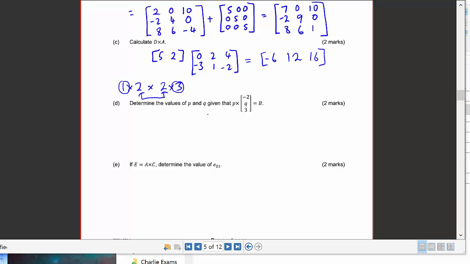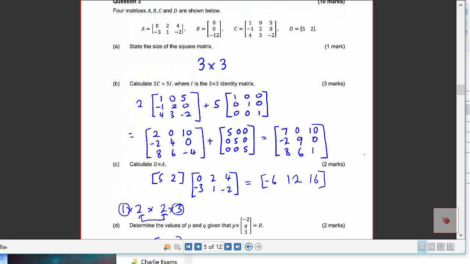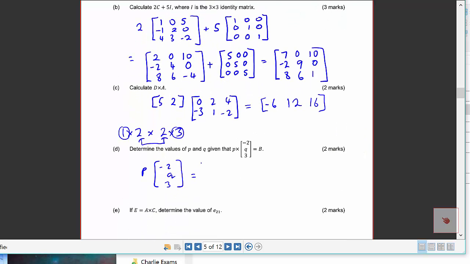Determine the values of P and Q given that P times negative 2, Q, 3 is equal to B. So we've got P, negative 2, Q, 3 is equal to B, which is 8, 0, negative 12. Well, if we just look at the top here, P times negative 2 would be 8, so that means that P is equal to negative 4, and that works down here as well. 3 times negative 4 is negative 12.